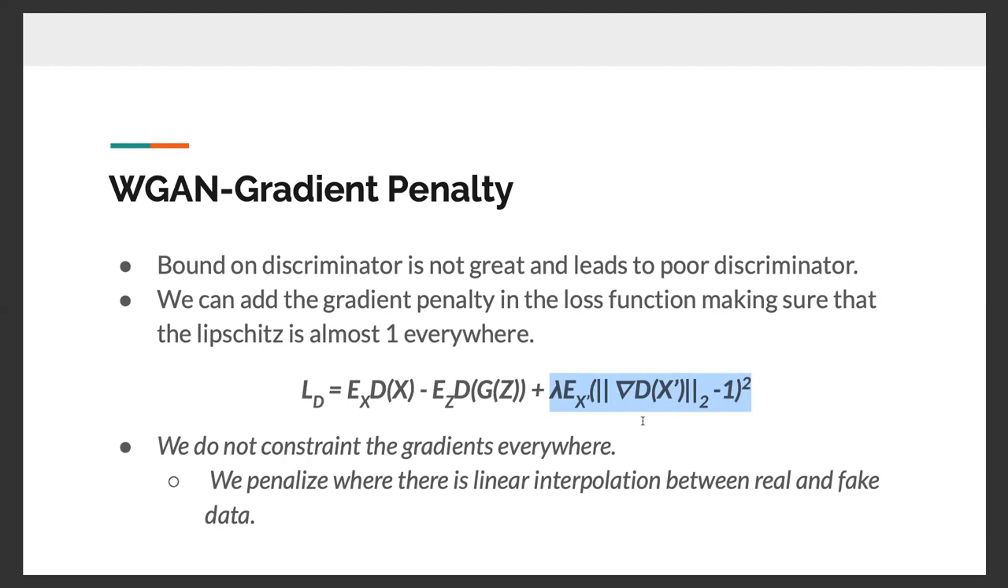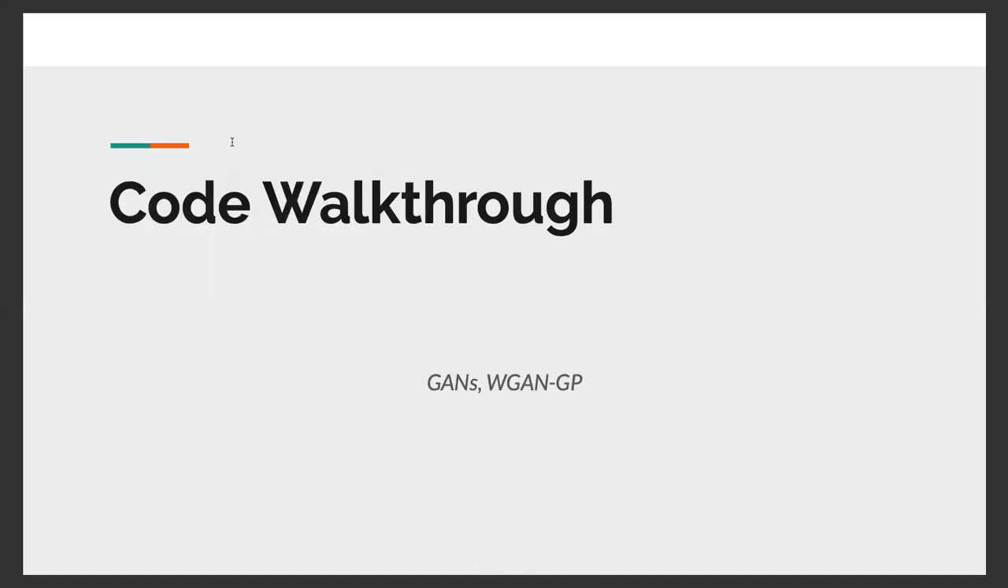But we do not constrain the gradients everywhere. We only penalize where there is a linear interpolation between the real and the fake data. So we do not use every x here. This is x prime, and this is just where there is a linear interpolation between the real and the fake data. Okay, and there is going to be a coding walkthrough led by Yash.